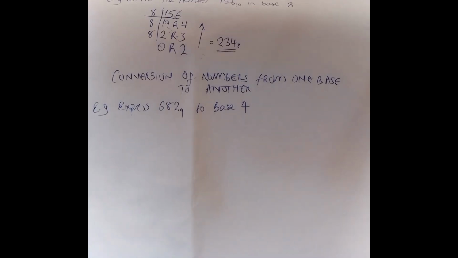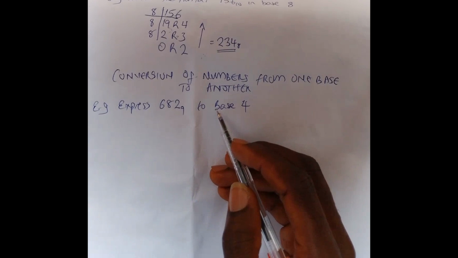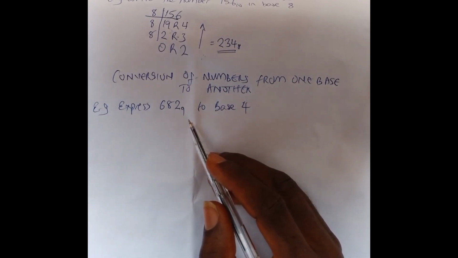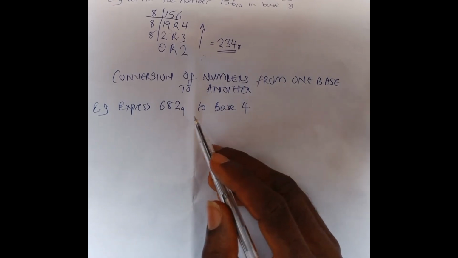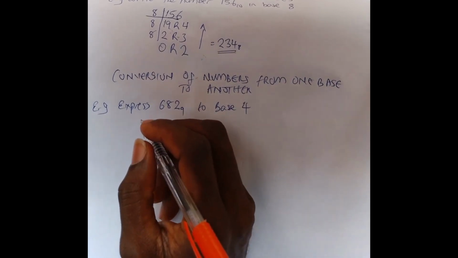Now conversion of numbers from one base to another. Now we are given a number in base 9 and asked to convert it to another number in base 4. Now if we are given a number to convert in any base that is not base 10, we have to first convert that number to base 10. Then after converting to base 10, you now convert it to what they ask you to convert. In this case here, we now convert it to base 4. And first of all, convert it to base 10.